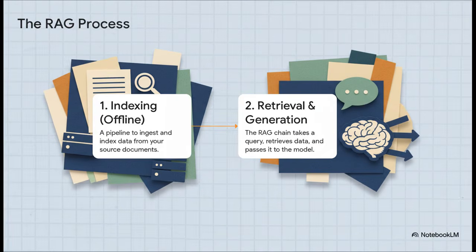The whole RAG process can be broken down into two main phases. First, there's an offline step called indexing. This is where you feed your documents to the system, which then splits them up and stores them in a special, searchable index. Then you have the real-time part. When a user asks a question, your system first retrieves the most relevant chunks from that index, and then it feeds both the question and those chunks to the LLM to generate a super precise, context-aware answer.